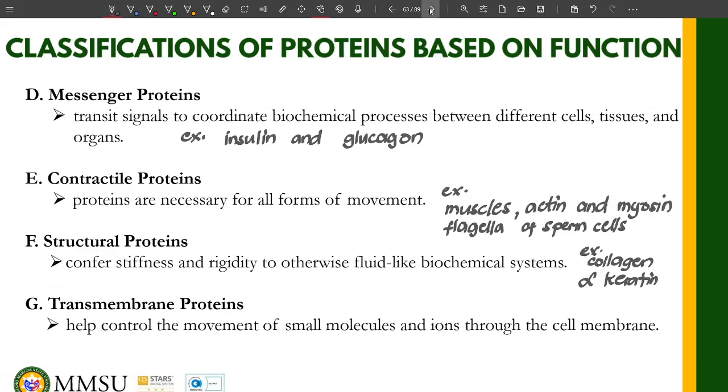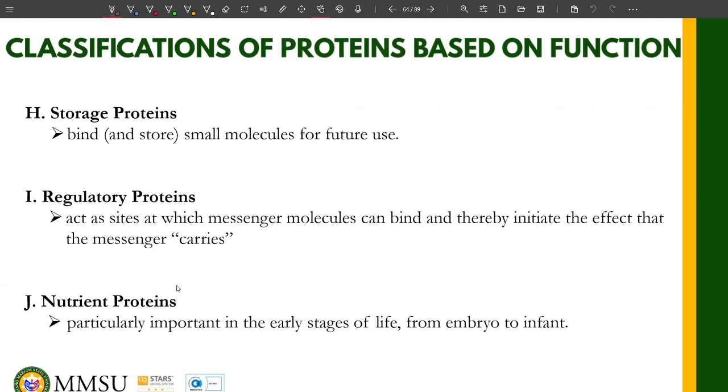And then the next one, I think that's the last three. Ayan. Si storage, regulatory, and si nutrient proteins. Si storage, it binds and stores small molecules for future use. Ayan. They serve as bodega, kumbaga, storage proteins. Examples would be si ferritin and si myoglobin. Si ferritin, it is an iron storage protein. Dito sa taas na ferritin, iron storage.